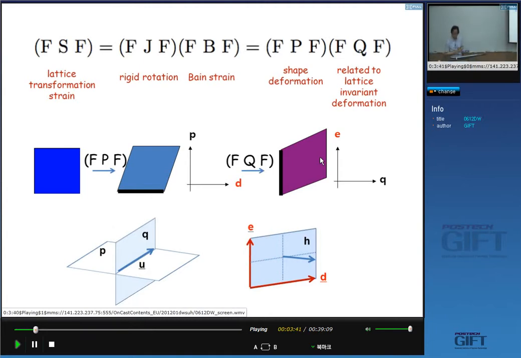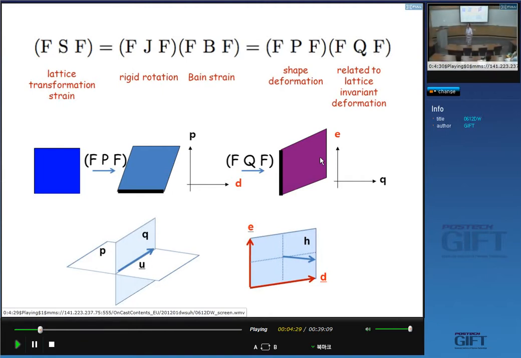So when we write down what I said in the previous slide in matrix form, it will be like this one, right? Here, this is the lattice transformation strain, which is an invariant line strain, which converts FCC into BCC. As you know, this lattice transformation strain consists of bain strain and rigid body rotation. As I told you, an invariant line strain can be factorized into two invariant plane strains, right?